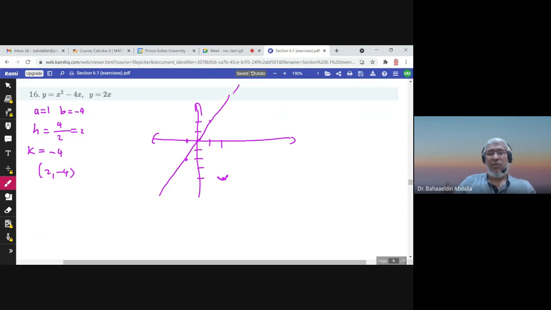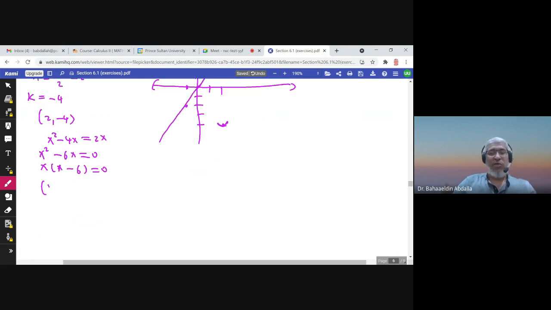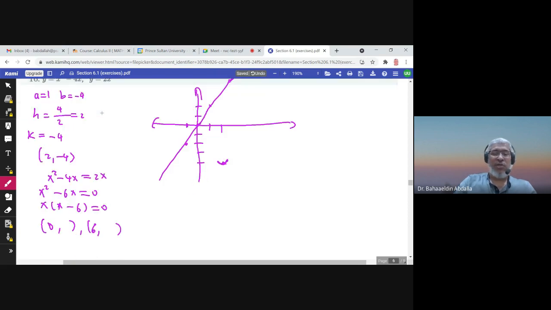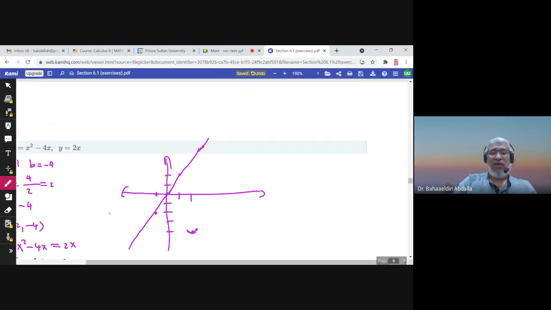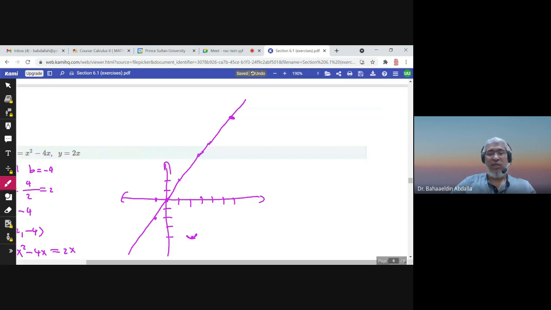Now, where do they intersect? The intersection between the line and the parabola. So x squared minus 4x equals 2x. So x squared minus 6x equals 0. So x times (x minus 6) is 0. So they intersect at x equals 0 and x equals 6. Well, if x is 0, then 2 times 0 is 0. And if x is 6, 2 times 6 is 12. So in fact, I need 3, 4, 5, 6, and this will go up to 12. So they will intersect here at this point and at the point 0, 0. So this is the intersection between them.